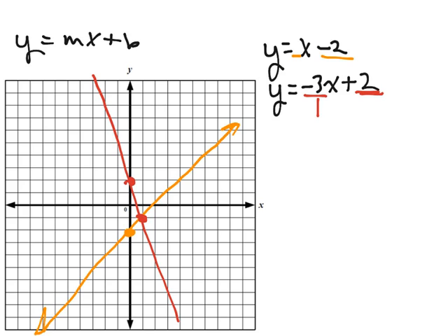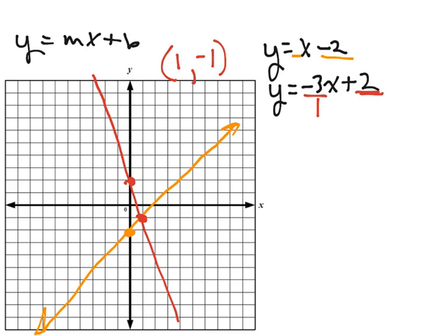And I'll bet my answer for both of them is going to be, let's back up. It's going to be 1, negative 1. Let's plug that in. If x is 1 for the first one, that's 1 minus 2, that's negative 1. Let's try it on the second one. Negative 3 times a positive 1 is negative 3, plus 2, negative 1.